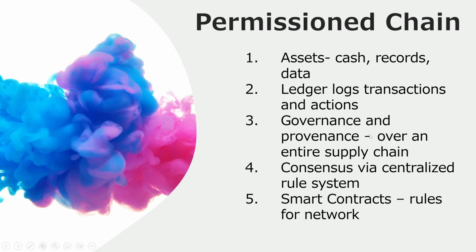Governance and provenance. You have security and a set of rules that guide an entire supply chain or business ecosystem. The consensus is via a centralized rule system. And finally, there's smart contracts, which are just rules for the network. In Hyperledger, smart contracts are called chaincode.